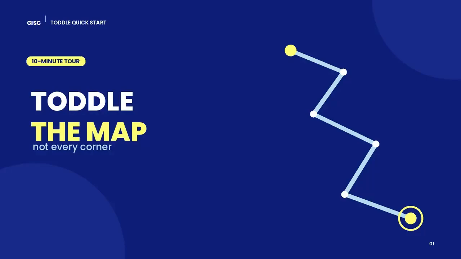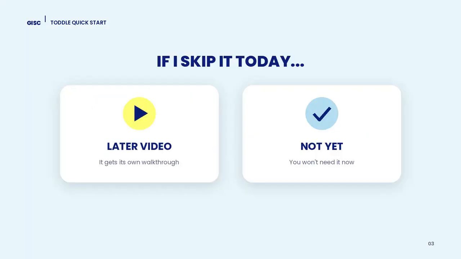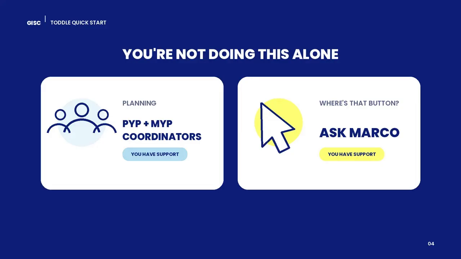Over the next 10 minutes, I'll walk you through Toddle, but only the map, not every corner. Two things up front. First, this video is about where things are, not how to do them. Where do I find the plan? Where do I find my tasks? Where does the work end up? Second, everything I skip today either gets its own video later, or you simply won't need it in your first few weeks. Not doing any of this alone.